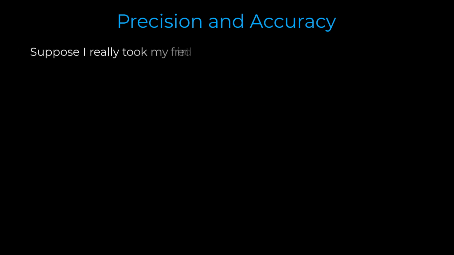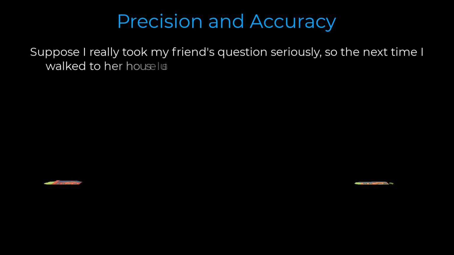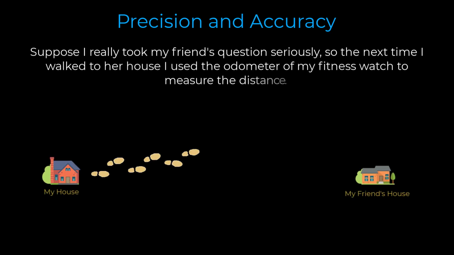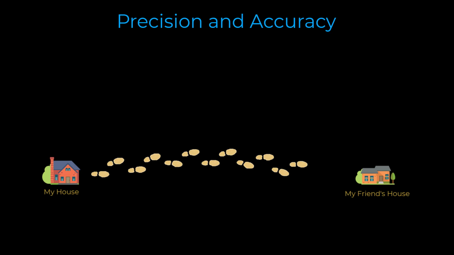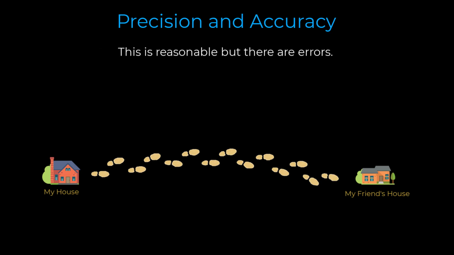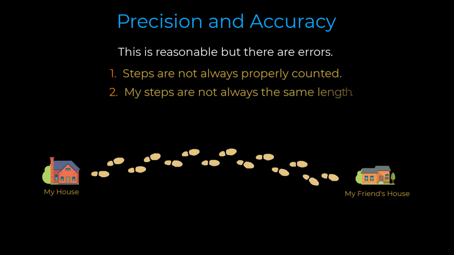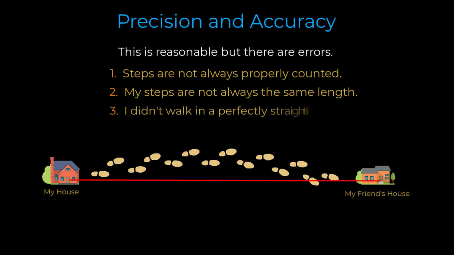Suppose I really took my friend's question seriously, so the next time I walked to her house, I used the odometer of my fitness watch to measure the distance. This is a perfectly reasonable way to estimate the distance, but there are errors. My fitness watch counts my steps based on sensing my body's motion, and so steps are not always properly counted. It measures distance based on the length of each step which I program into the watch, but my steps aren't always the same length each time. Distance is measured in a straight line, but I didn't walk a perfectly straight line.